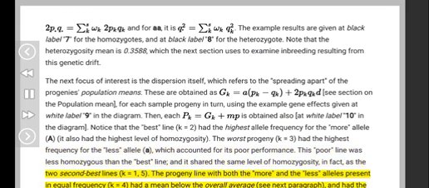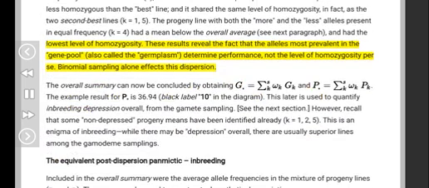The progeny line with the more and the less alleles present in equal frequency, k equals 4, had a mean below the overall average, see next paragraph, and had the lowest level of homozygosity. These results reveal the fact that the alleles most prevalent in the gene pool, also called the germplasm, determine performance, not the level of homozygosity per se. Binomial sampling alone affects this dispersion.